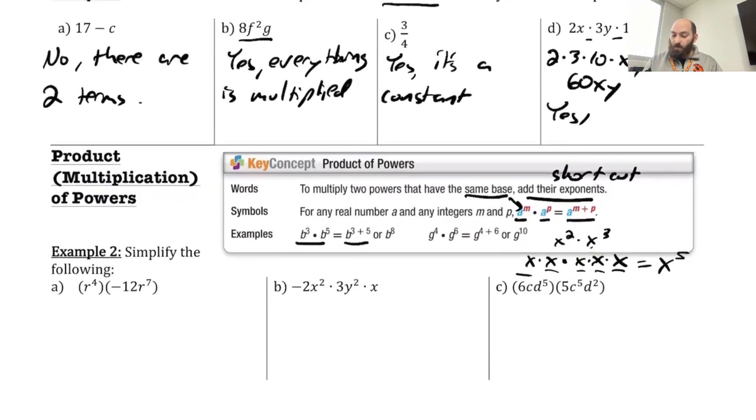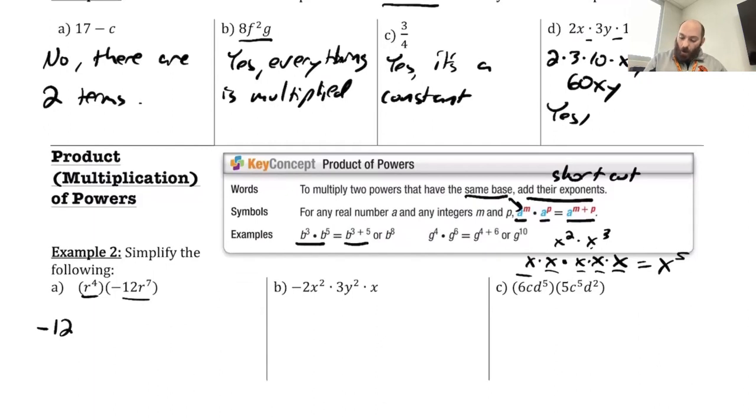So for our example 2 here, again, it has to be the same base. I'm multiplying these together. Negative 12 does not have anything to multiply by, so I'm actually just going to bring negative 12 to the front. The r to the fourth and r to the seventh are being multiplied with the same base, so we can apply our property here. We can just add the 4 and the 7 together. So negative 12 r to the 11th power.